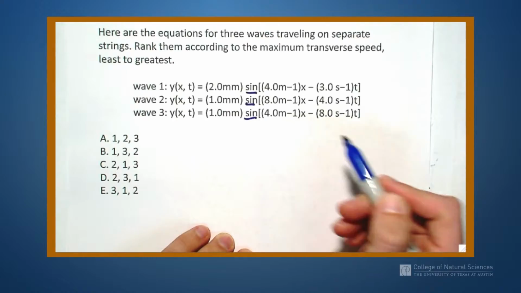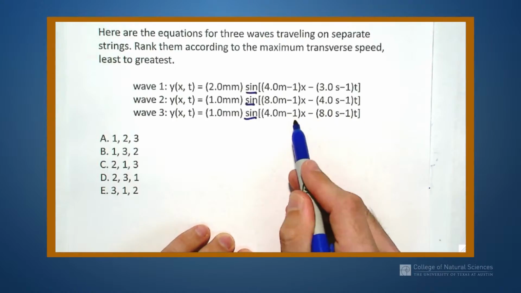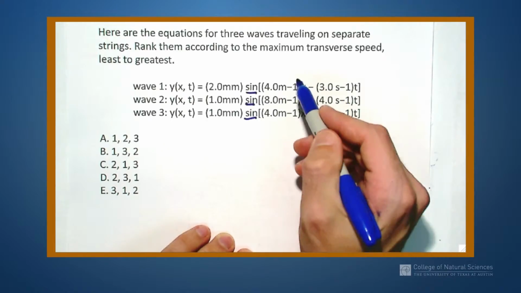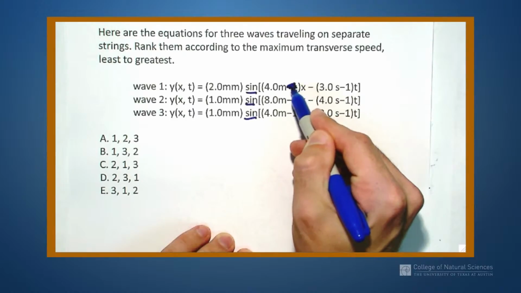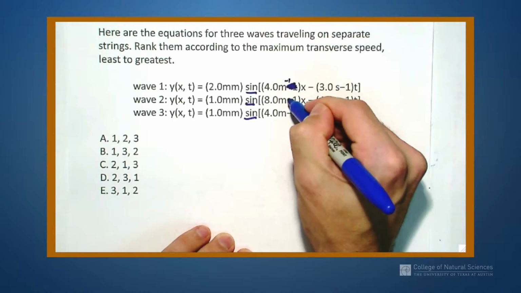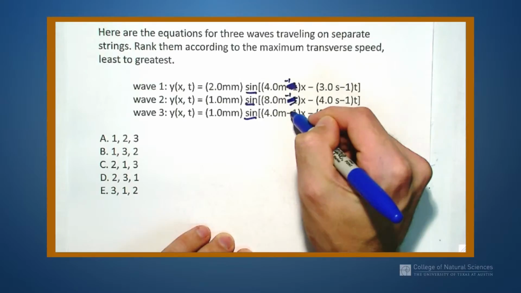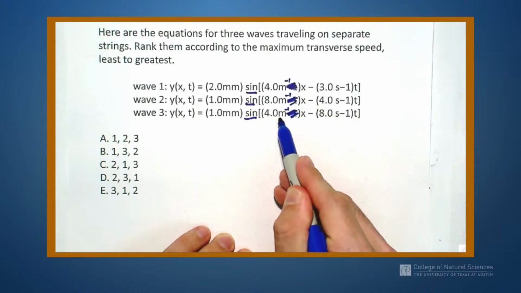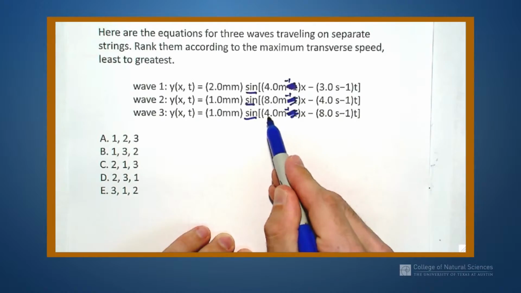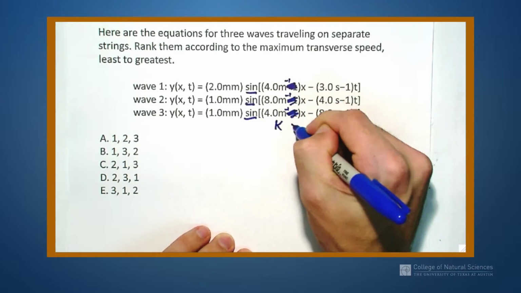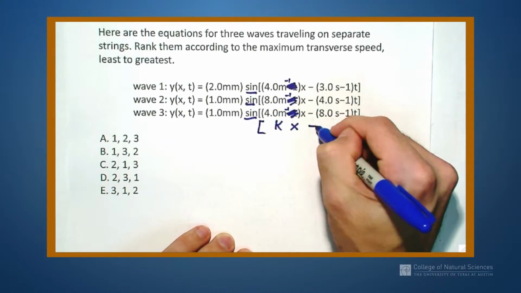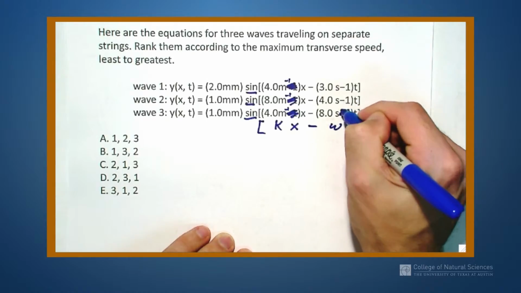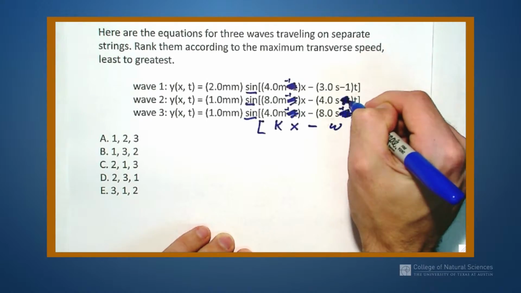Let's see. I'm looking at this and it actually doesn't make sense to me. I think these equations should be rewritten as not m minus 1, they should be m to the minus 1. This makes sense because I have to have meters as my position. I'm looking at this term. This is my kx term, and this is my omega t term. So these omegas should have inverse seconds as well.